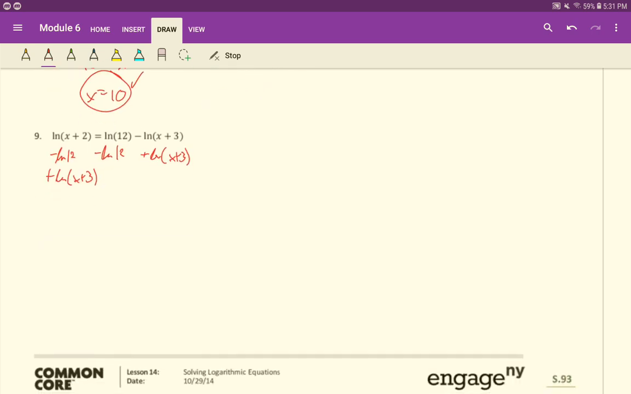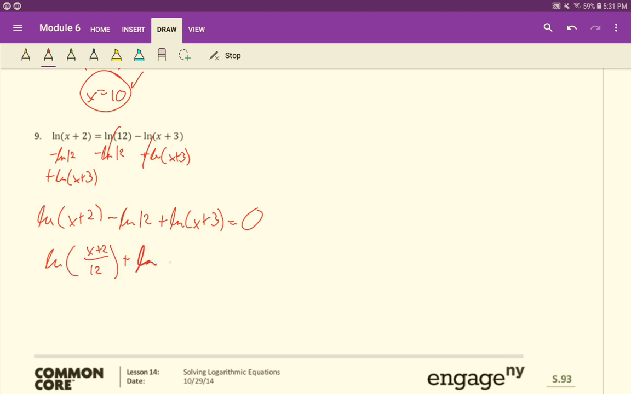So that's going to look like this. Natural log of x plus 2 minus the natural log of 12 plus the natural log of x plus 3 equals 0, right? Because all those canceled there. Now when we combine, let's combine these first two things together. We're going to subtract, which changes to division, right? So we'll have natural log of x plus 2 over 12 plus still the natural log of x plus 3. Now addition becomes multiplication. So we're going to take this and multiply by that. All right, so we'll have natural log of x plus 2 over 12 times x plus 3.